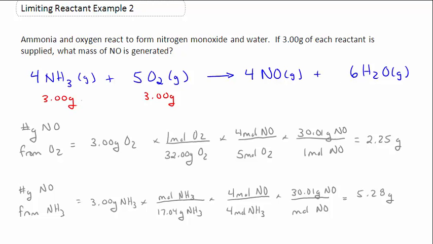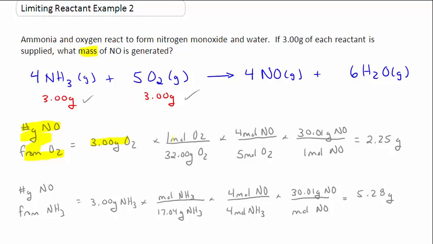We're starting with 3 grams of each, and I've put together the calculation to find the limiting reactant. So let's just walk through each one of these real quickly. We ask the question, how many grams? Because they asked about what mass, we're going to go to grams this time instead of moles. How many grams of NO can we make?